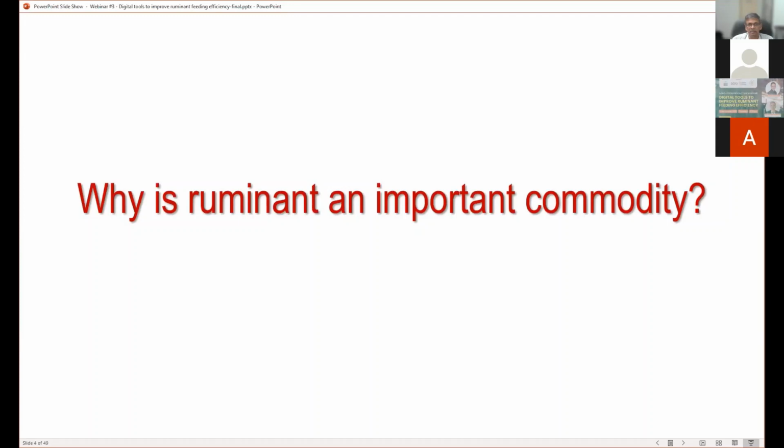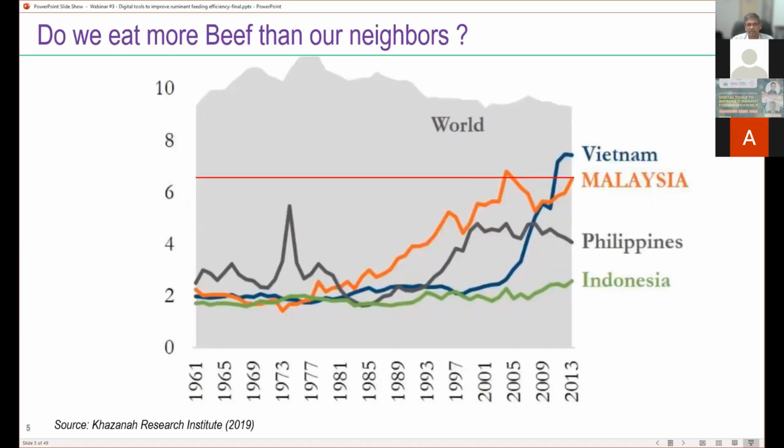So why is ruminant important? Kalau kita lihat, I think I have shown you this before. Yang Malaysia kita dah almost reaching 6 kilo per person per head per year. Vietnam tengok dah overtake kita. So I think matter of time Malaysia also will increase because of increase in affluence, increase in income dan semua tu.